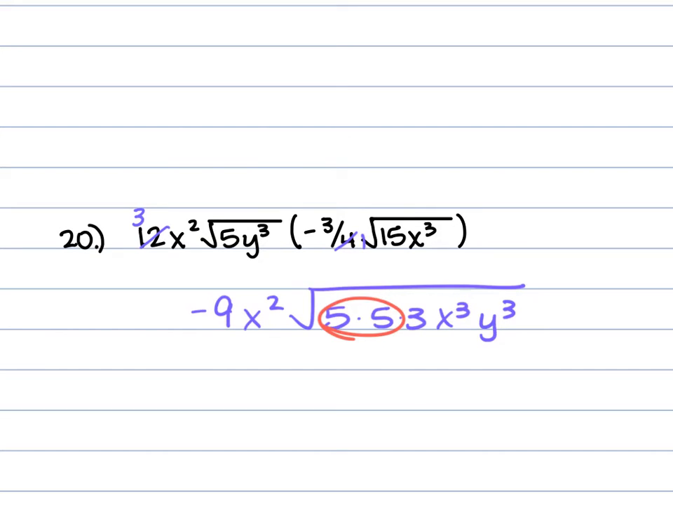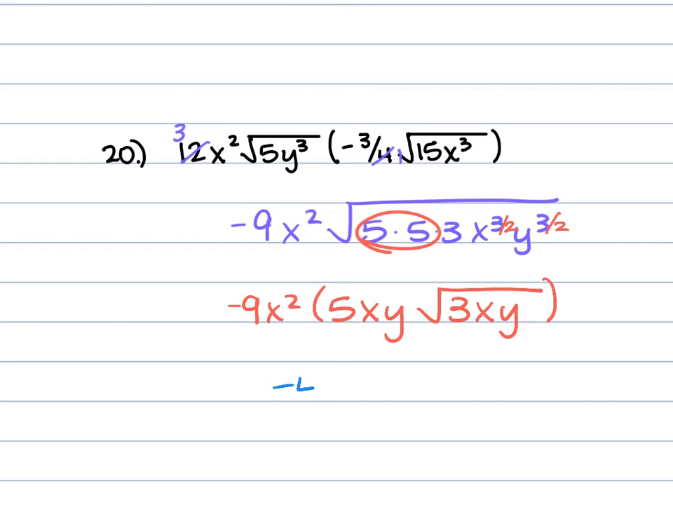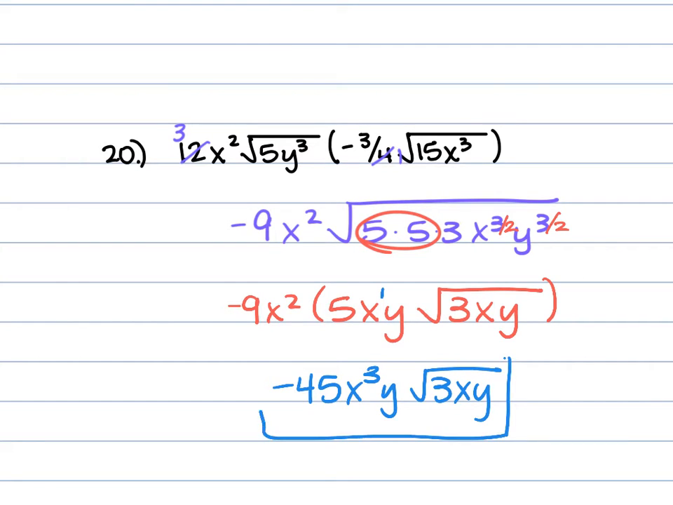So we're going to pair up those 5s. That's going to come out. So negative 9x squared times 5. The x divides by 2. Y cubed divides by 2. So it's going to be xy. The 3, the x, and the leftover y all stay underneath the radical. So simplifying this even further gives us negative 45x cubed y square root 3xy. Remember, when we are multiplying variables, we add their exponents.